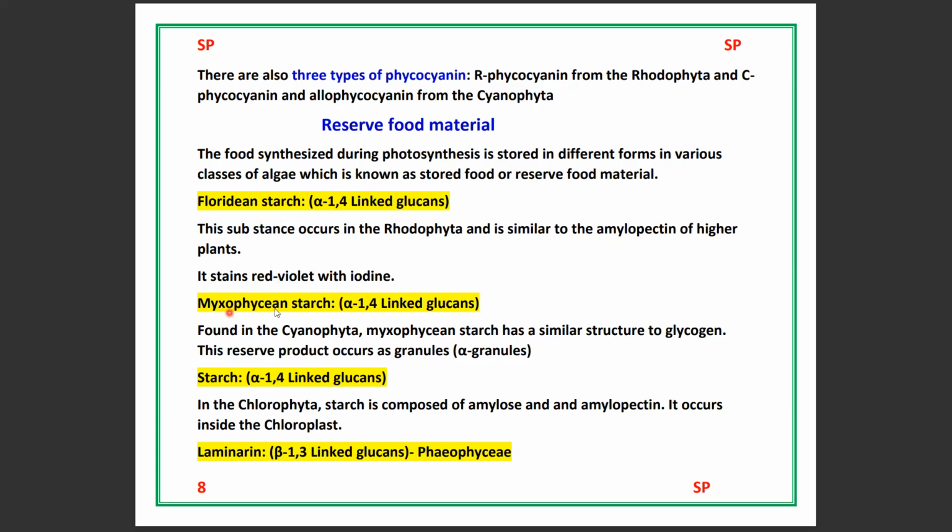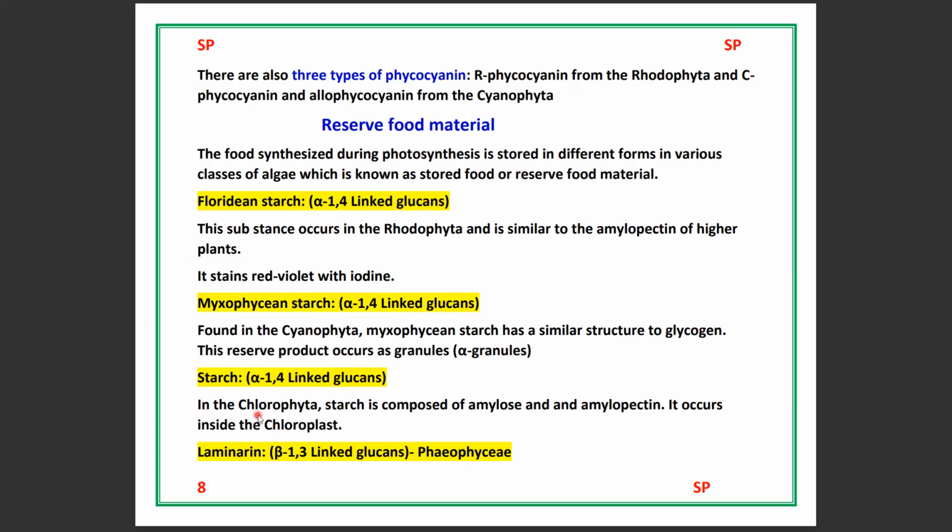And Myxophycean starch is found in the Cyanophyta. Myxophycean starch is similar in structure to glycogen. So Myxophycean starch is also alpha 1,4 linked glucans, present in the prokaryotic class Cyanophyta. The starch is similar to glycogen. The reserve food product occurs in granules. And starch, alpha 1,4 linked glucan, is also there.